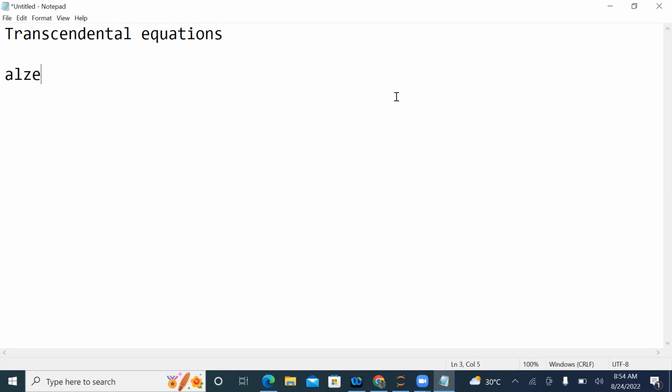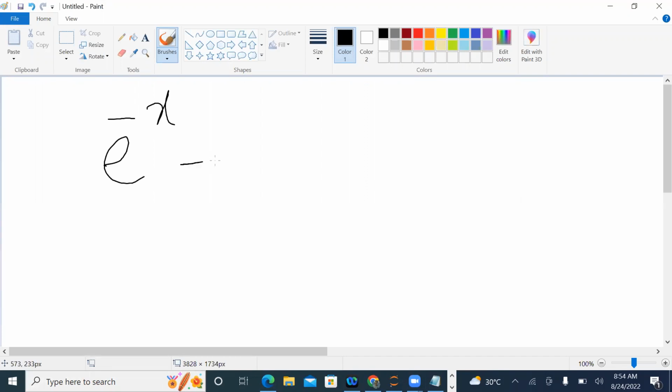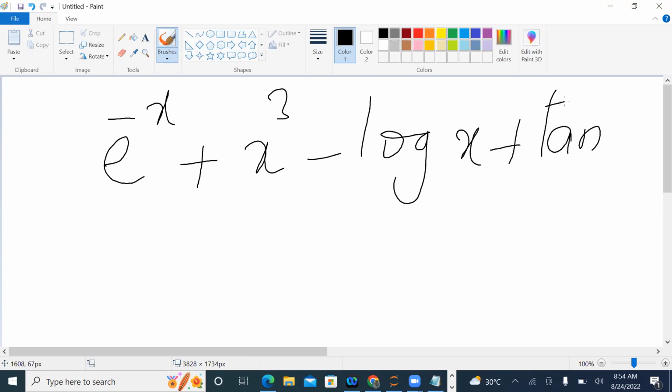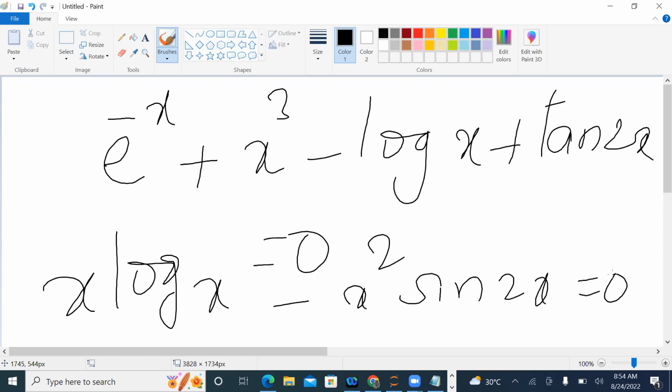Equations may contain algebraic, trigonometric, logarithmic, and exponential terms. For example, an equation can be e power minus x plus x cube minus log x plus tan 2x. Or it may have a combination of algebraic and logarithmic, or a combination of algebraic and trigonometric terms also.